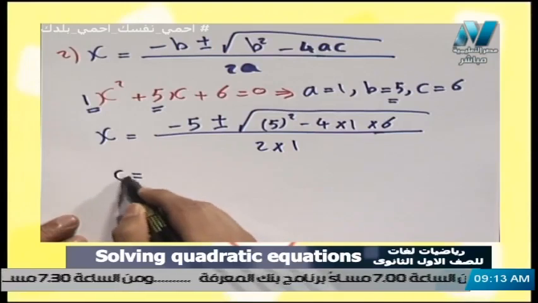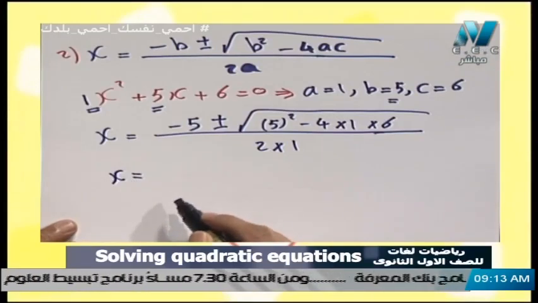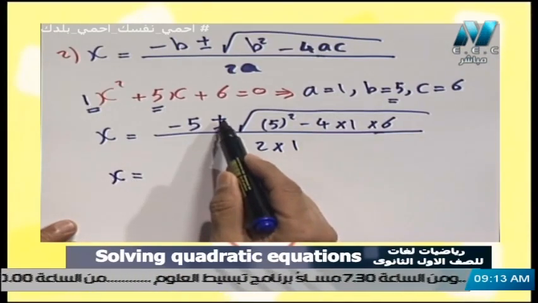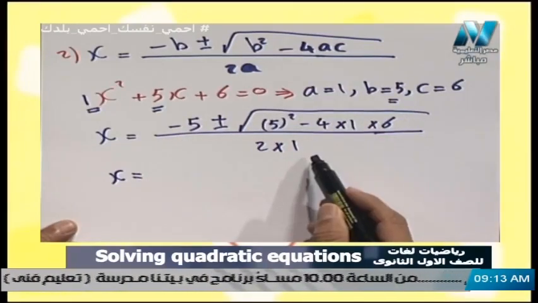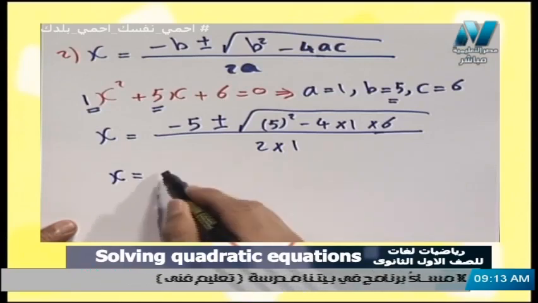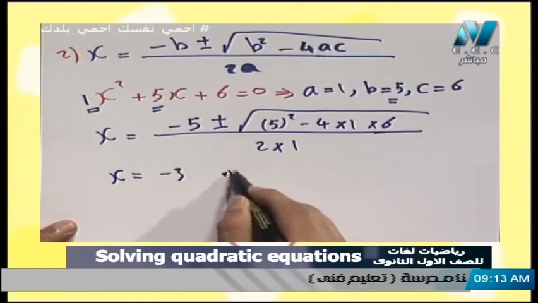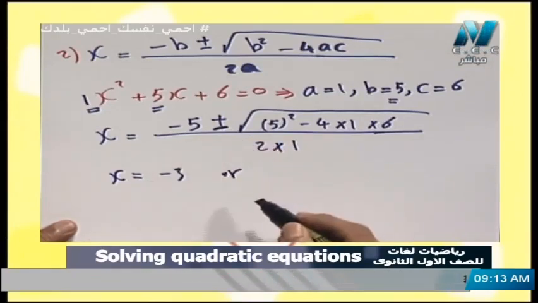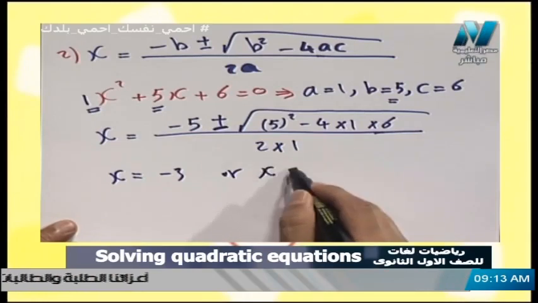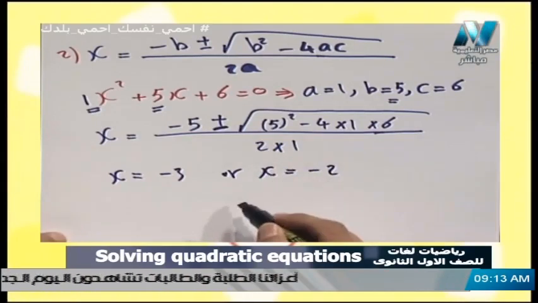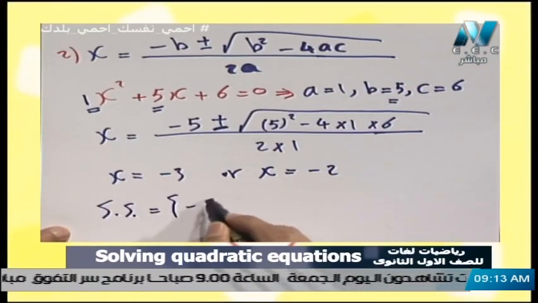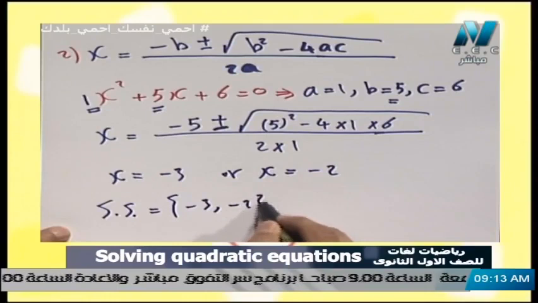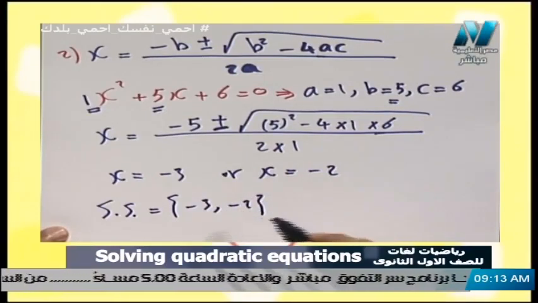And by using your calculator, first you put plus: negative 5 plus this root, over 2 multiplied by 1. The answer will be negative 3, or if we put minus here, the answer will be negative 2. So we can say that the solution set equals {-3, -2}, which is the same solution as with factorization.